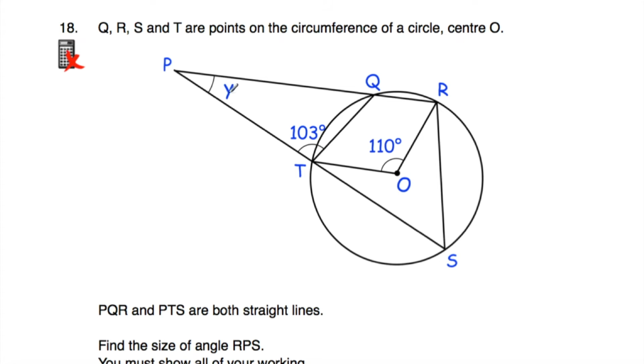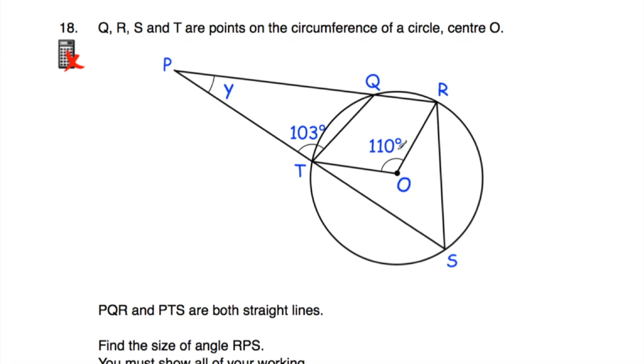So we want to find the size of this angle. And we're also told that PQR is a straight line and PTS is a straight line. And we've been asked to show all our working. So let's find the size of this angle. What I'm going to do is fill in some of the angles on this diagram to begin with, and then once we can work out the size of this angle, we'll go through and give our reasons. The question just says to show our working out, but I'm going to give reasons as we go through.